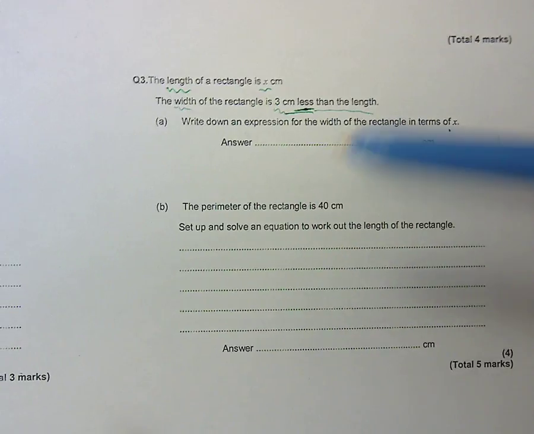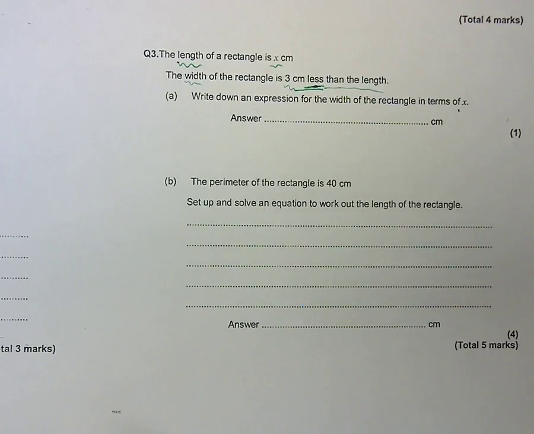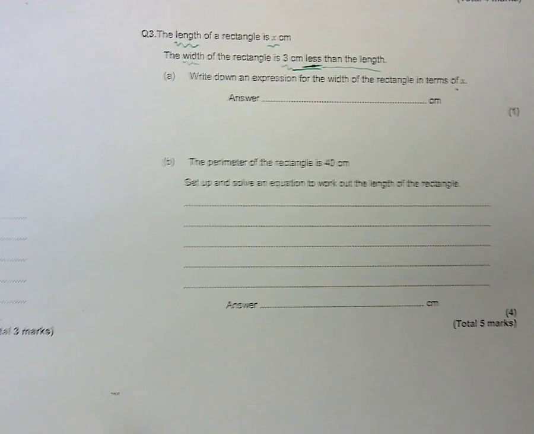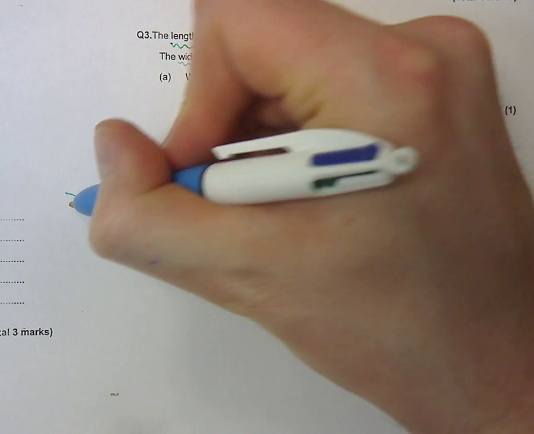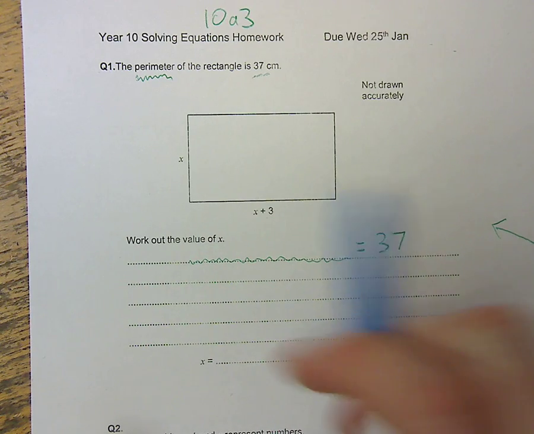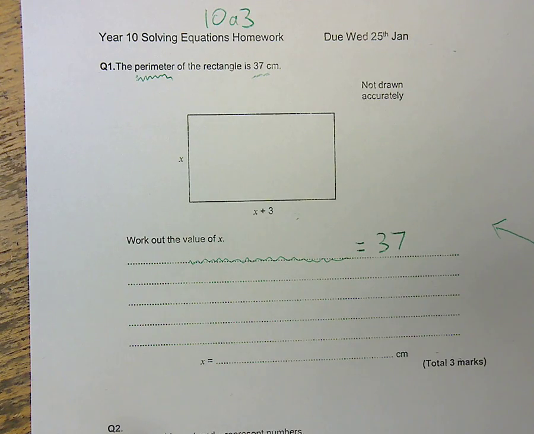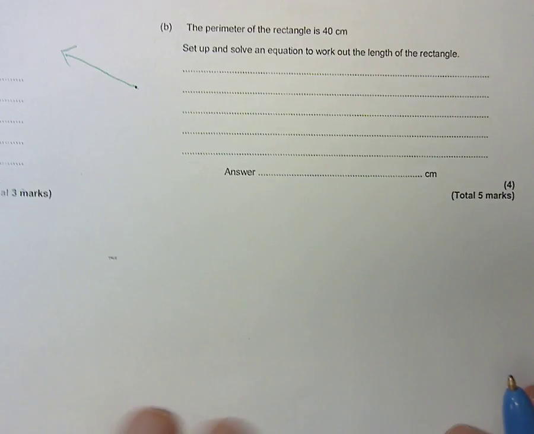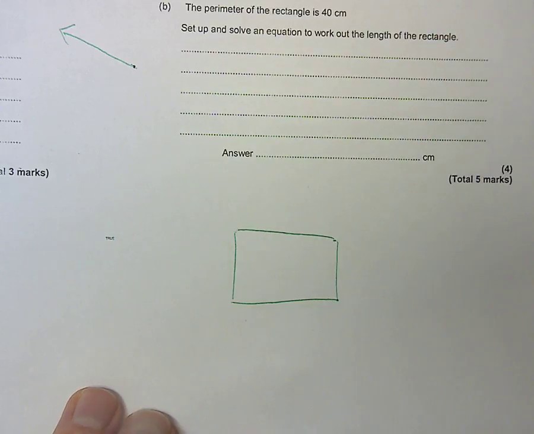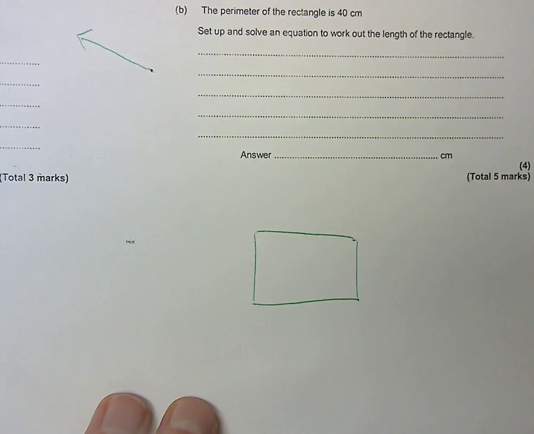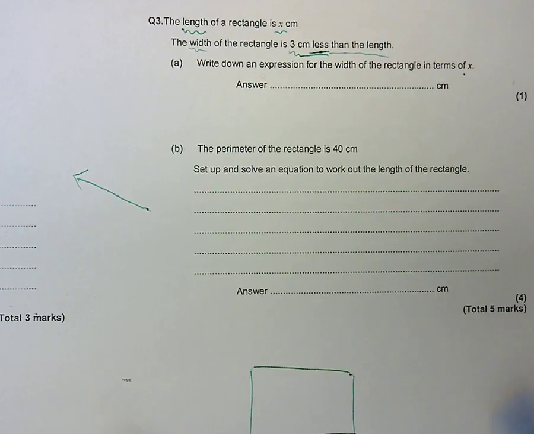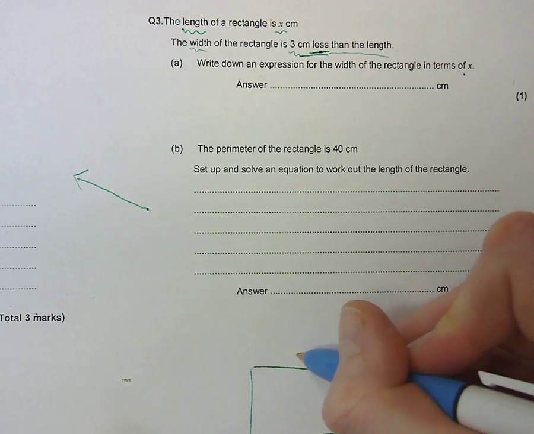Then moving on to part B, it says the perimeter of the rectangle is 40 centimeters. Set up and solve an equation to work out the length of the rectangle. This is linked very nicely to question 1, where you have a rectangle drawn. It's a lot easier if you have a picture of the rectangle. So a quick tip for this: draw a rectangle in. It doesn't need to be perfect. Put in your values so you know that the length of a rectangle is x. I'll put x in here.